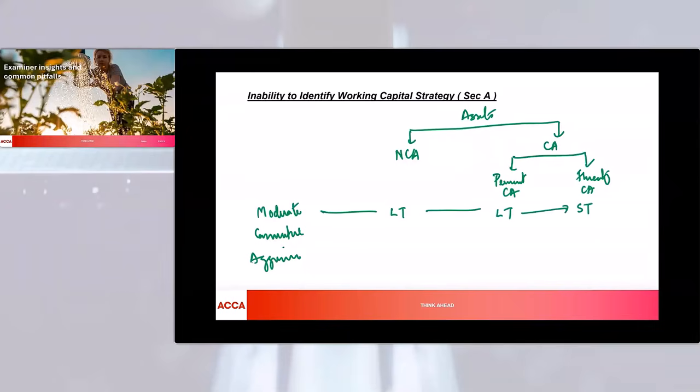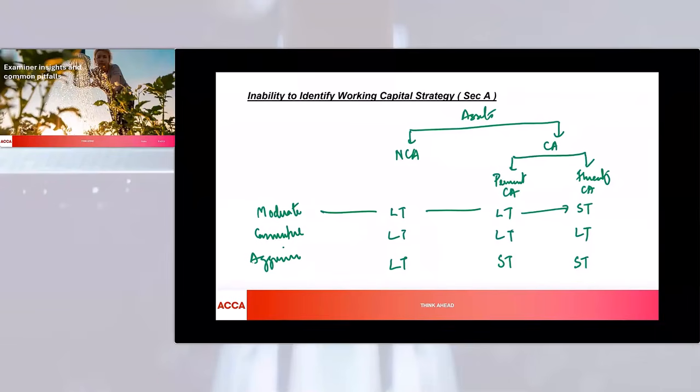Conservative, we are very careful about not taking any risk. So almost everything is funded by long-term. And aggressive, we are trying to do too much with very little long-term working capital. There is very little funding. Sufficient funding is not there. Most of the funding is done through short-term funding. Even the permanent current asset, which needs to be funded by long-term, in aggressive, it is funded by short-term.